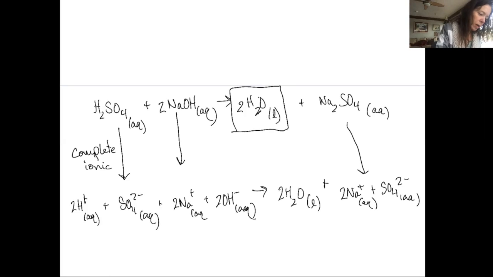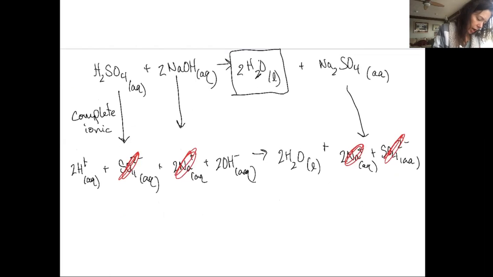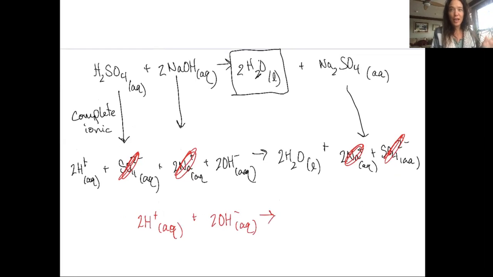Let's cross out our spectator ions. It looks like we've got a sulfate over here. Looks like we have 2 sodiums over here. It looks like we're left with 2 hydrogen ions. Sorry, that's messy. Found the 2 hydroxide ions. And oh, if you just don't know this, hydrogen and hydroxide love to come together to make water, right? So we just formed water.